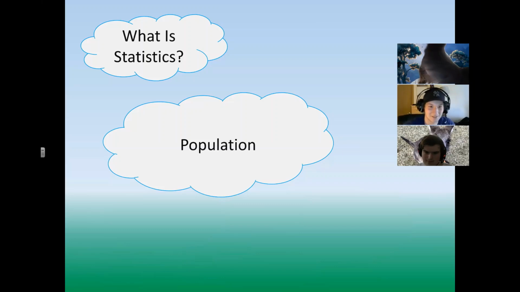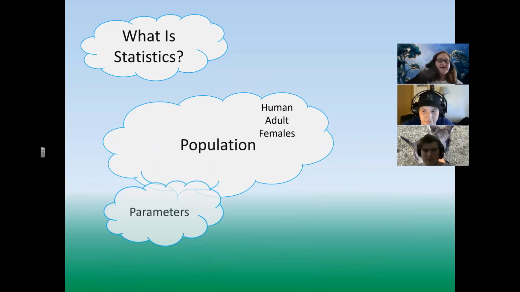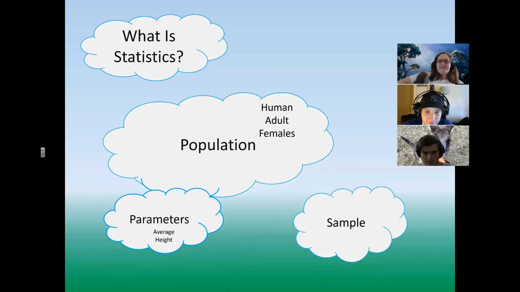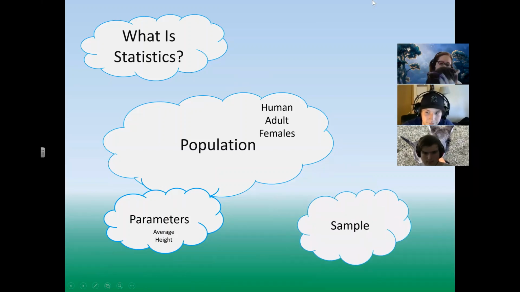So, we've got a population, and let's talk about human adult females. We're talking human adult females in the entire world. And I want to know their average height. So I take a sample of human adult females.